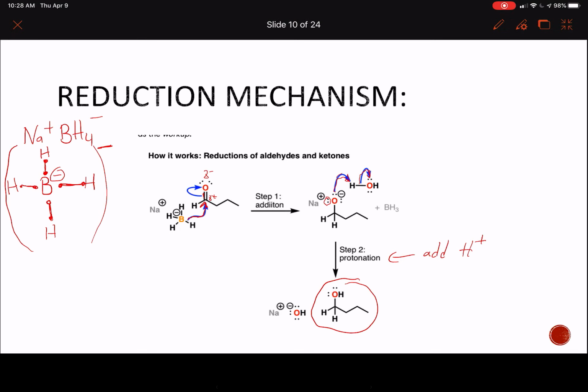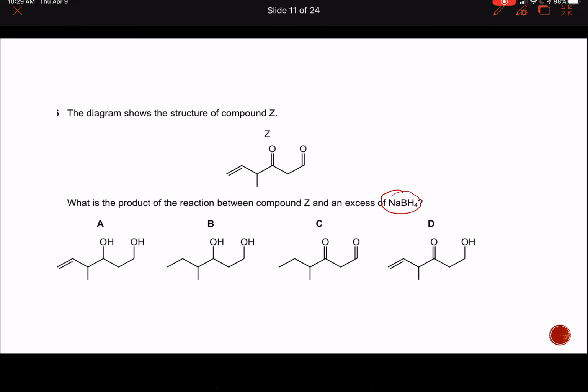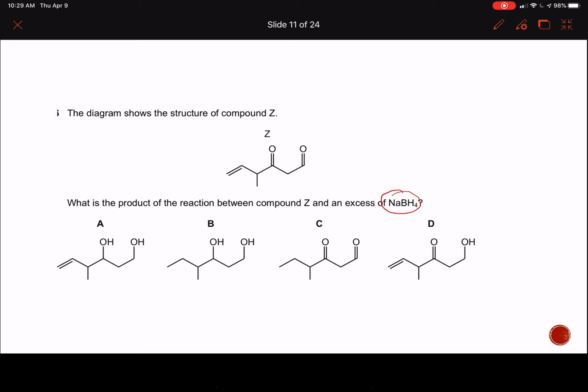And so once again, you don't need to memorize this mechanism, but it's nice to be able to trace the steps. The diagram shows the structure of compound Z. What is the product of the reaction between compound Z and an excess of NaBH4? What we're looking for here are the reactive sites. NaBH4 does nothing with an alkene. The alkene is retained. So we know the answer has to be either A or D.